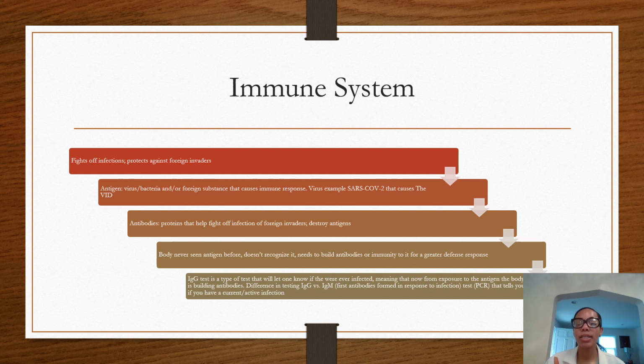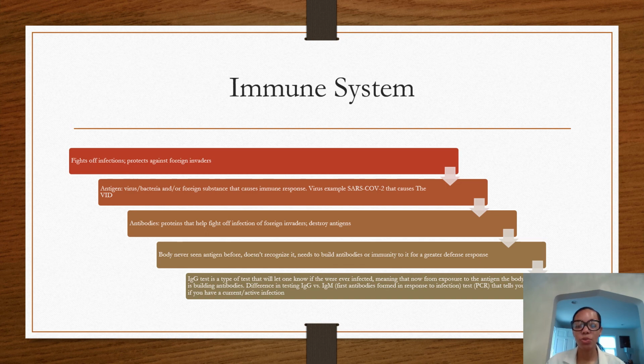So if your body is attacked by the VID, and this is an unseen foreign invader to the body, there are antibodies in the body that will attack the antigen. However, because the body has not seen this and doesn't recognize this foreign invader, it's going to take the body some time to build up those antibodies to be able to fight off that antigen, that foreign invader, that substance, that virus, the infection. So that's how the immune system works.